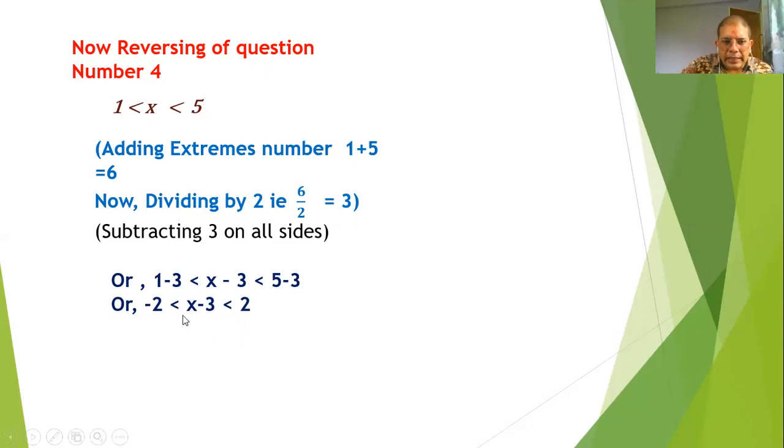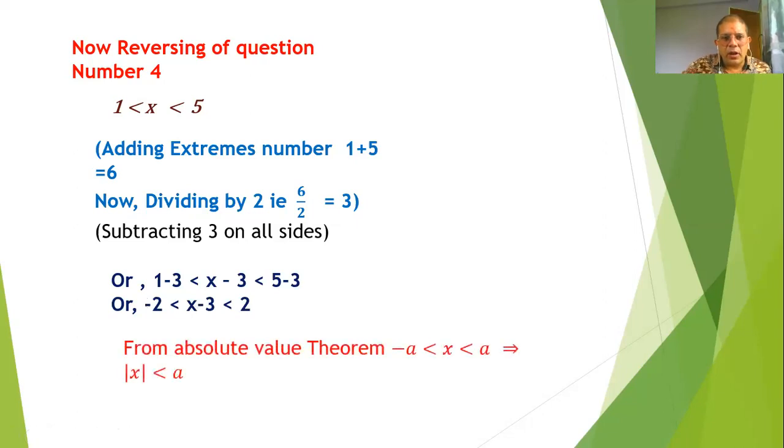Now we get here, it is 2, it is also 2. Here is minus, here is plus. You got the same term, then you can use your absolute value sign. From the absolute value sign, minus a is less than x is less than a, it implies that absolute x is less than a. Now you can write down here, absolute x minus 3 is less than 2, so it is your required answer. Now you got exactly the same answer as question number 4. So this is the way to solve this one.